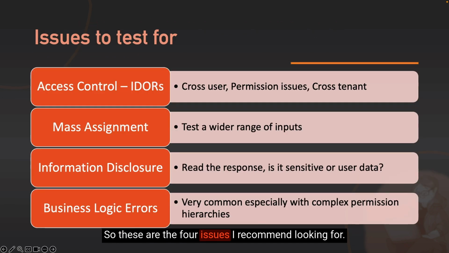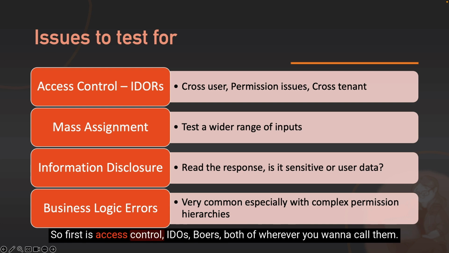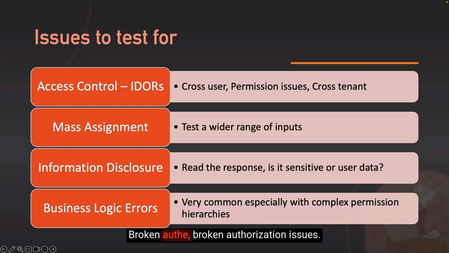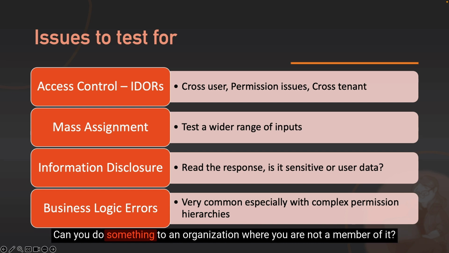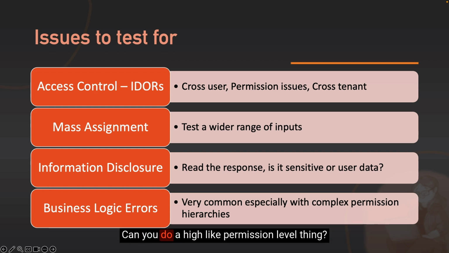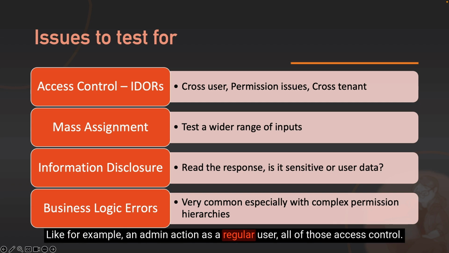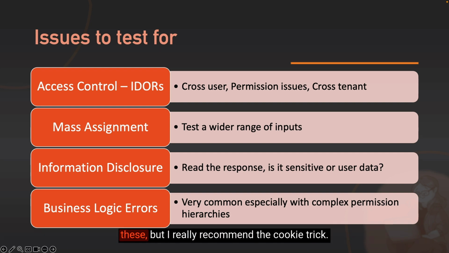So these are the 4 issues I recommend looking for. So first is access control, IDORs, BOLAs, both, whatever you want to call them. Broken authorization issues. So whether that is cross-user permission issues or cross-tenant, so can you do something to somebody else's account? Can you do something to an organization where you're not a member of it? Can you do a high permission level thing, like for example an admin action as a regular user? All of those, access control. There's a bunch of different ways to test for these, but I really recommend the cookie trick, which I'll talk about in a second.